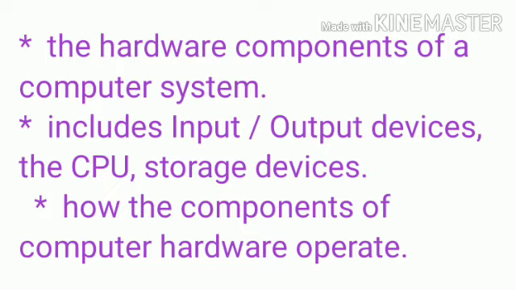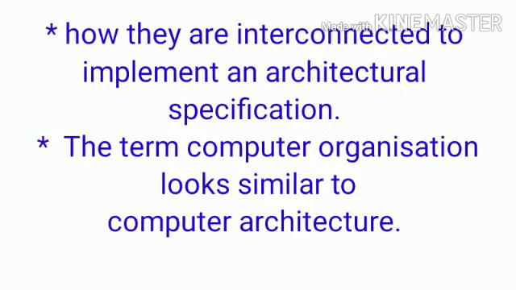Computer organization deals with hardware components of a computer system. What are the hardware components? CPU, input-output devices, storage devices, primary memory, that is hard disk, all are hardware components of a system. And also how the various components of a system are operated is named as computer organization, which is similar to computer architecture. But computer architecture deals with engineering consideration, that is designing purpose.